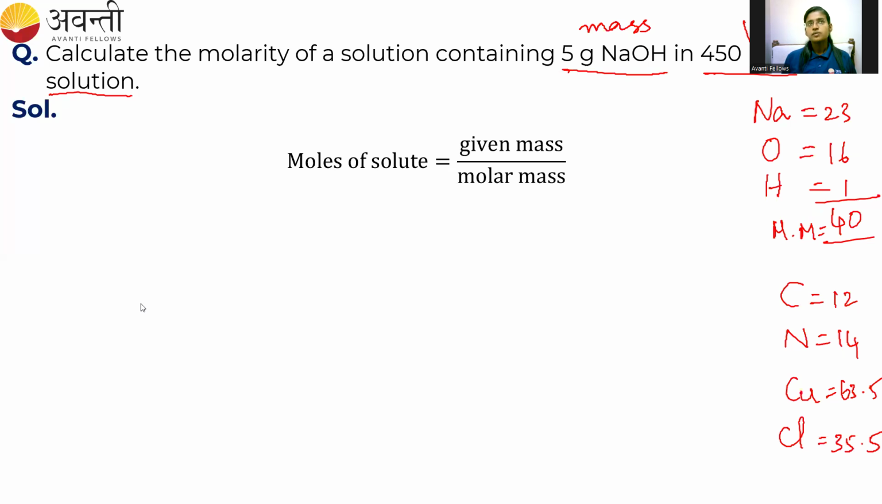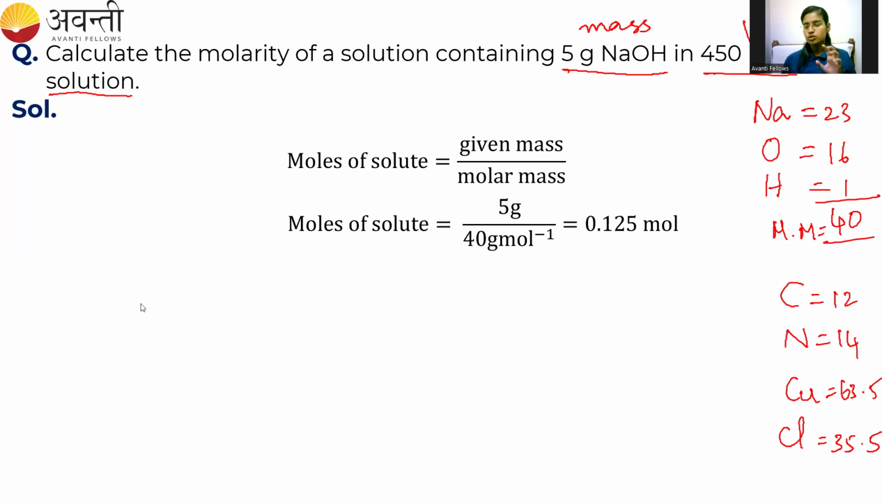And what else is common? So these are the very common elements. So for these elements, you need to know the atomic mass values, and by substituting and adding everything together, we will get the molar mass. So it is 5 by 40, and which will give me 0.125 mole as the number of moles of solute.